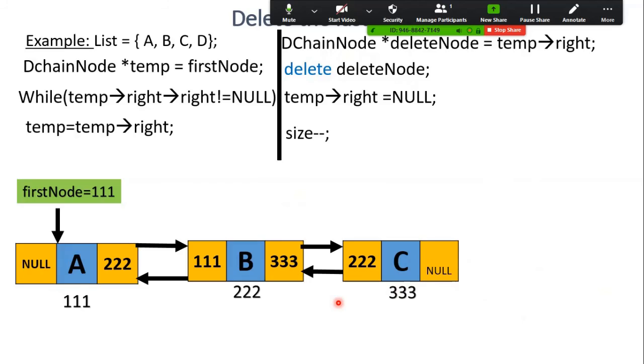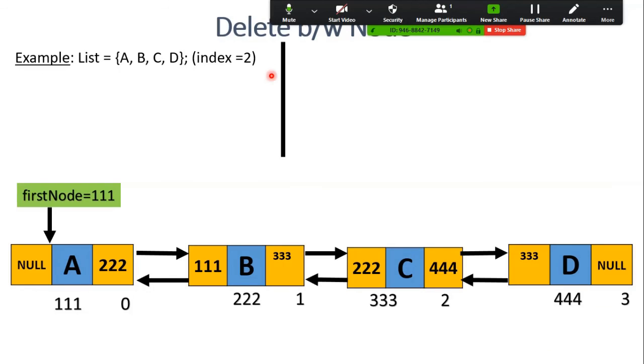Next, how to delete node in between. So again, I take an index 2. So this is my chain. I want to delete the node with the index 2. What is the index 2? I have to delete C node. So how to delete C node? To delete C node, I should have a pointer of C node, then I should have a pointer of B node, then I should have a pointer of D node. Right? Once I delete this one, I have to establish link between B and D.